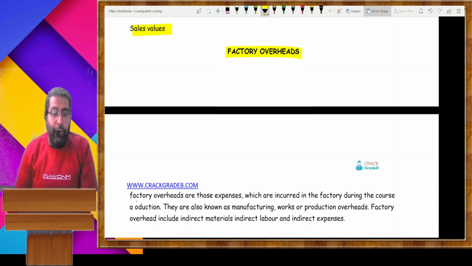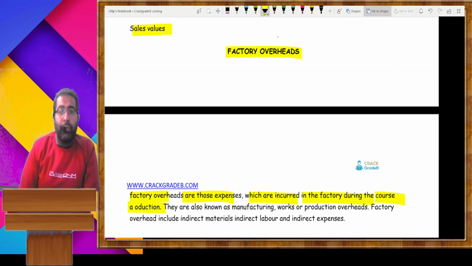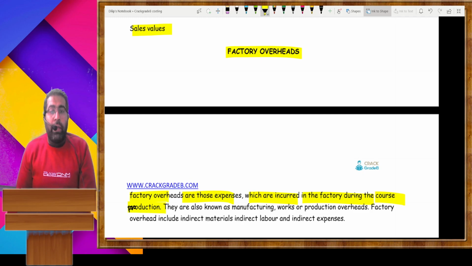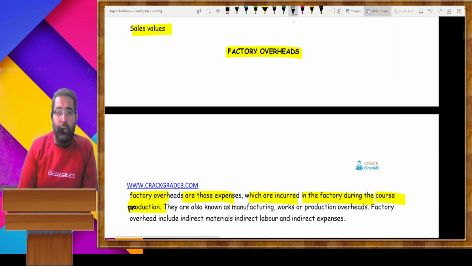Factory overhead. Factory overhead are those expenses which are incurred in the factory during the course of production. These are also known as expenses when we are producing any goods. In the production of goods, first, raw material is converted into finished goods. Finished goods are then sold in the market.